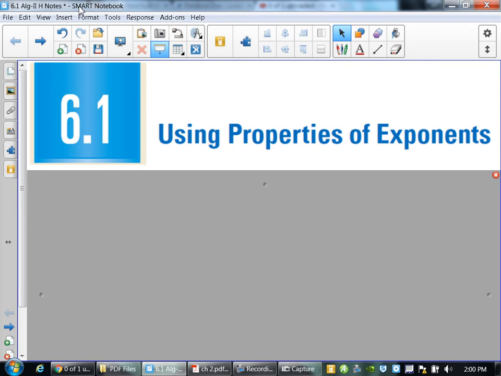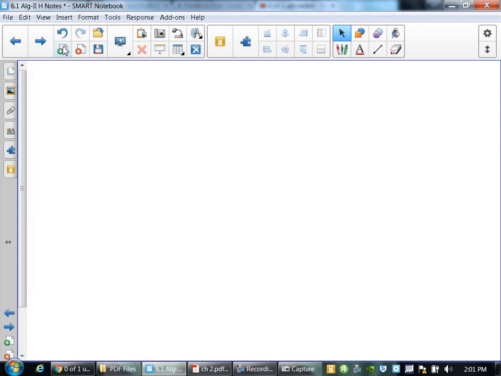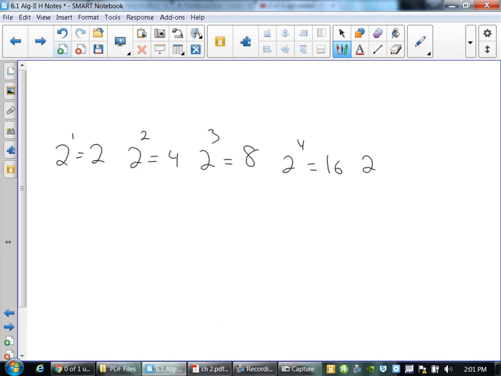Real basic values. For example, what is 2 to the first power? What is 2 squared? 2 cubed? 2 to the fourth? 2 to the fifth? 2 to the sixth? 64. Okay.